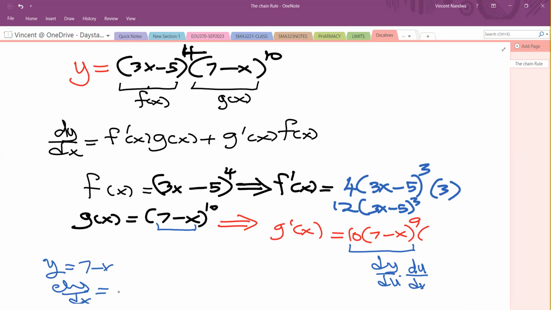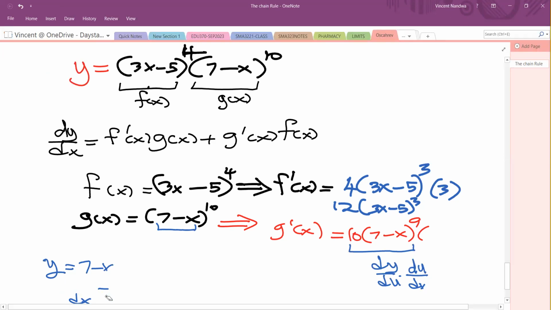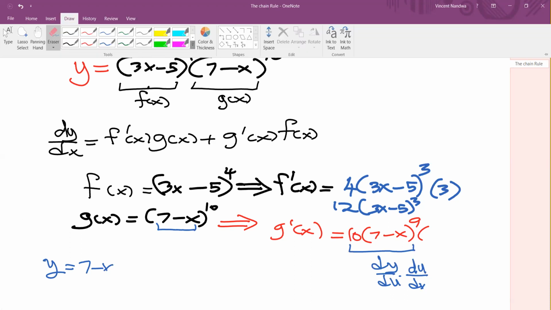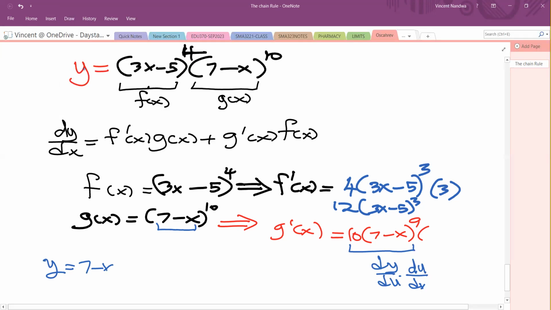When you differentiate y equals 7 minus x, what do you get? No, there's nothing to take to the other side. The problem is very direct and is the way it is. So when you differentiate 7, what do you get?